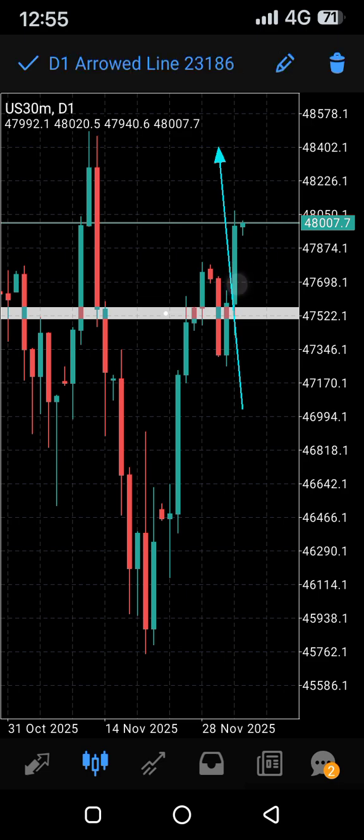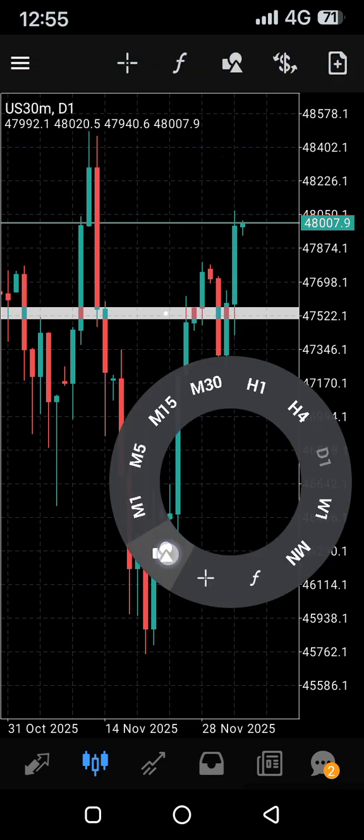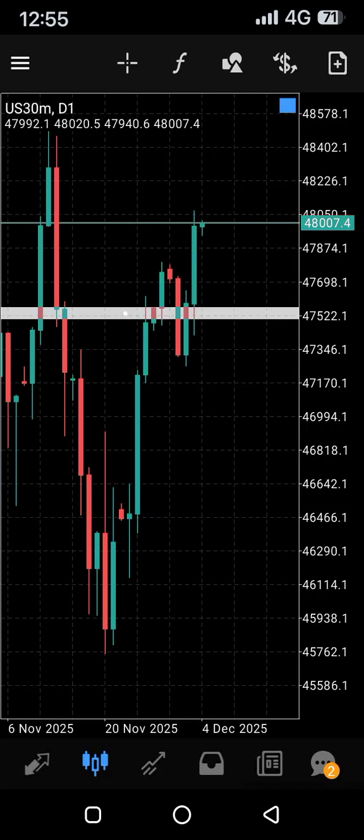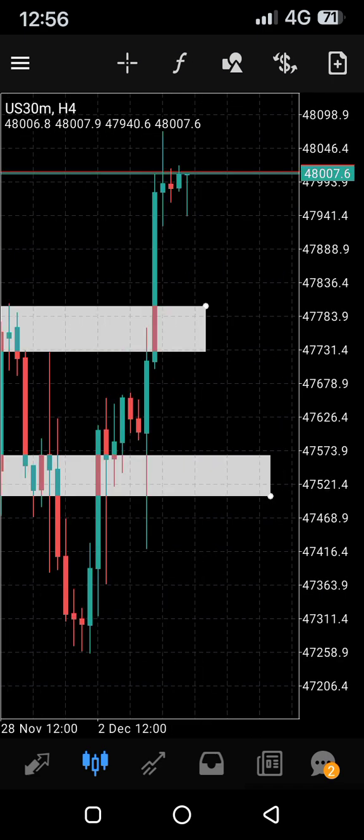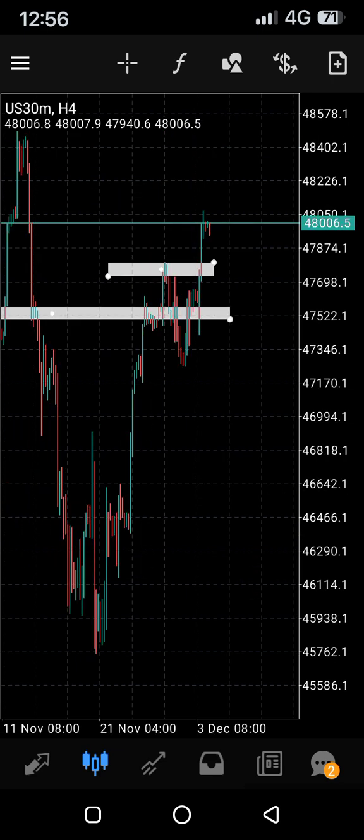You wait for your structures to be broken. So for instance, in the daily time frame, you see that price did indeed break, giving you an indication that it wants to buy. It went above the level, and afterwards we had a pullback and then a continuation. So I'll go to the H4 to see if I have any potential entry zones for buys.